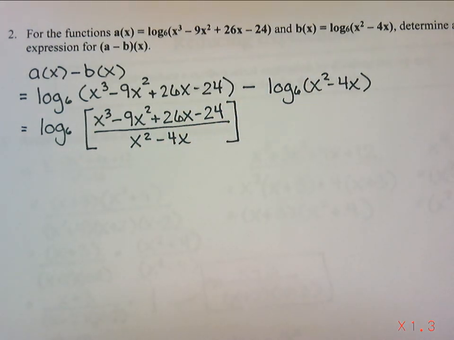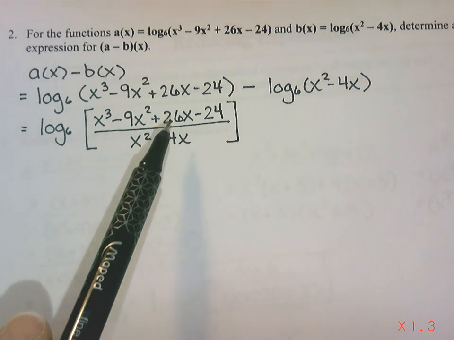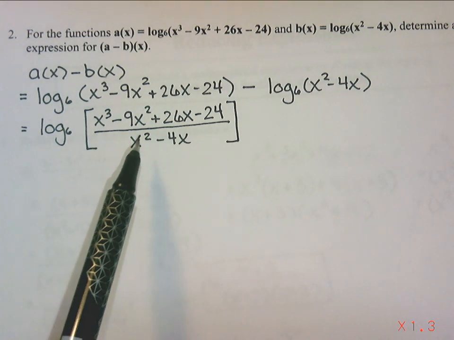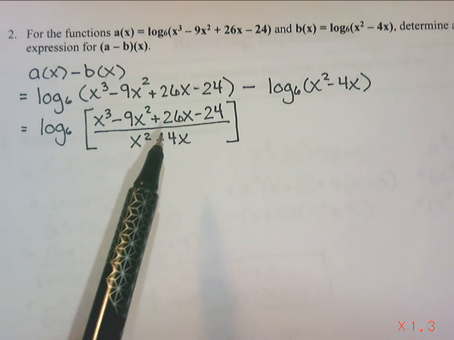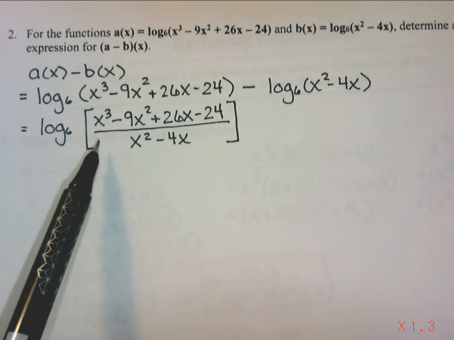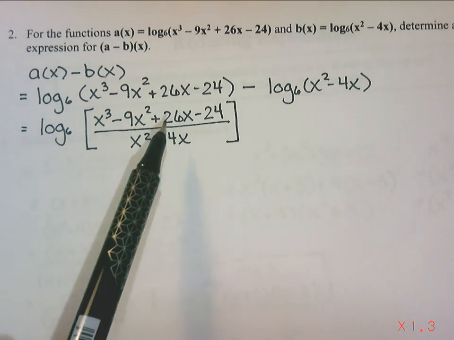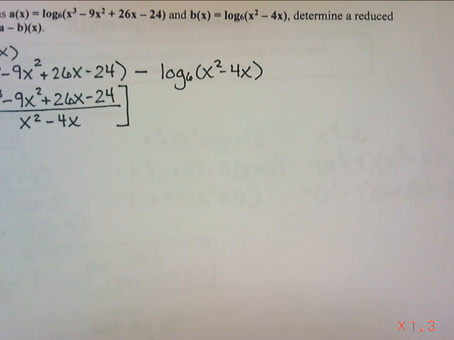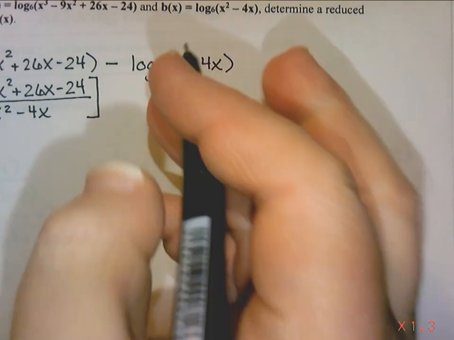Okay, so we have already simplified the expression by managing to find a way to write it as one single log. However, we haven't actually reduced. In order to reduce, I would need to see if there's anything that divides into both the top and the bottom. And in order to do that, I would first need to factor. So I could try to factor it in here. I think I might try to factor it off to the side and then see how that goes. So I'm going to start with the numerator, which is x cubed minus 9x squared plus 26x minus 24. And I'm going to come over here where I've got some space and see if we can factor that.